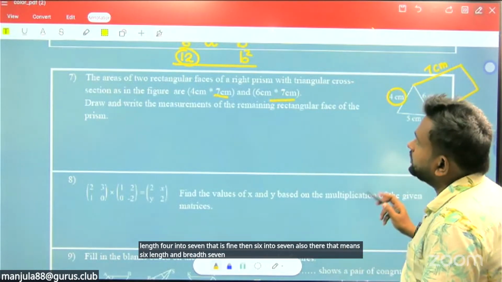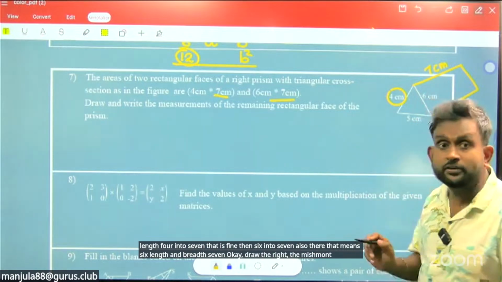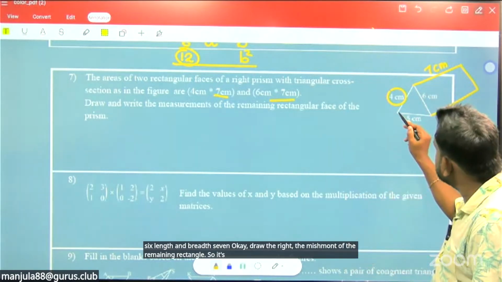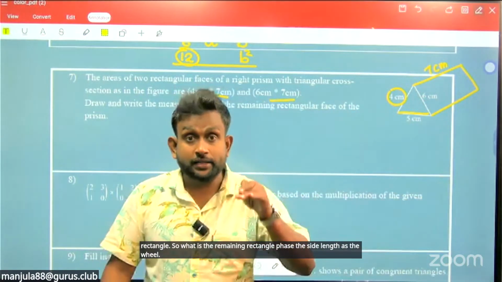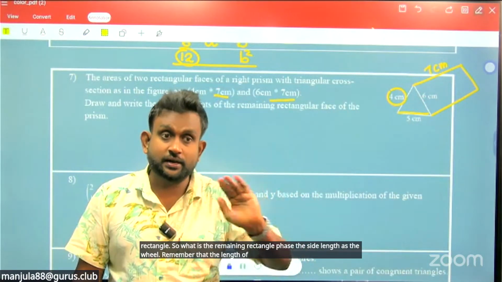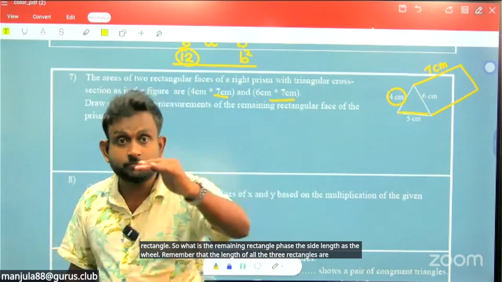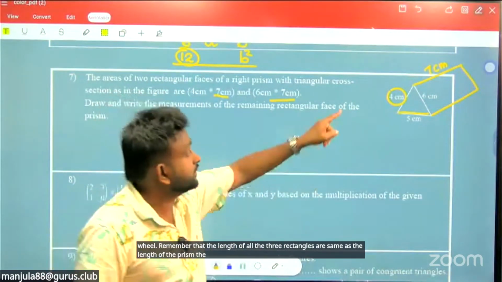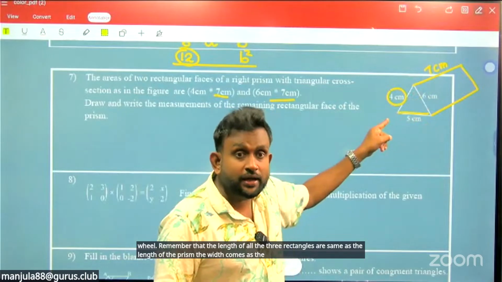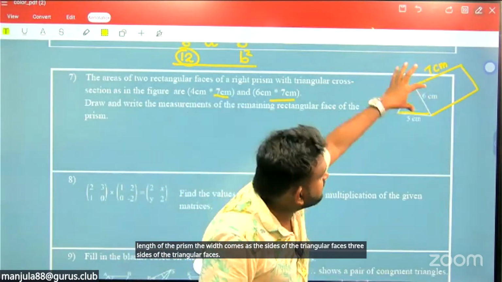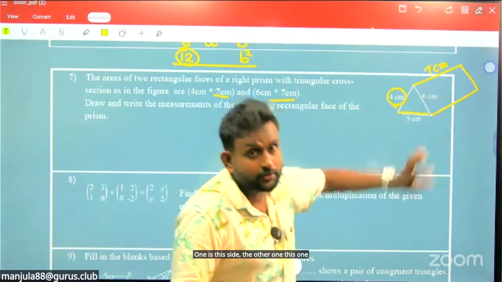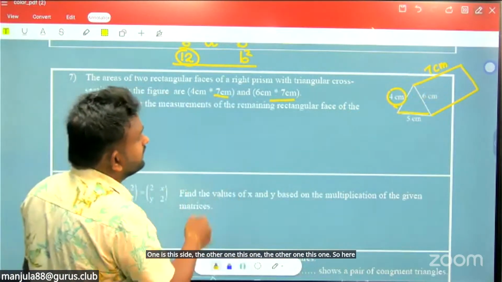Draw the measurement of the remaining rectangle face. What is the remaining rectangle face? The side length as the width. Remember that the length of all the three rectangles are same as the length of the prism. The width comes as the sides of the triangular faces, three sides of the triangular faces. One is this side, the other one this one, the other one this one. So here the remaining side length is 5.